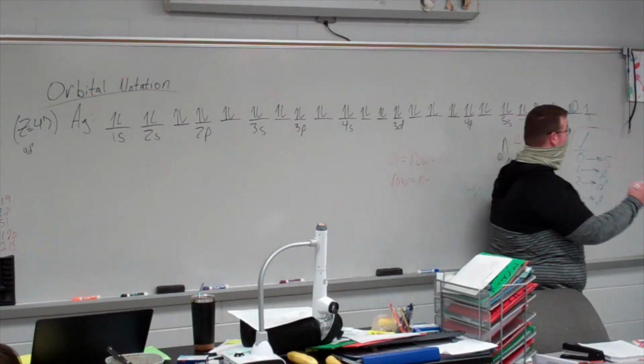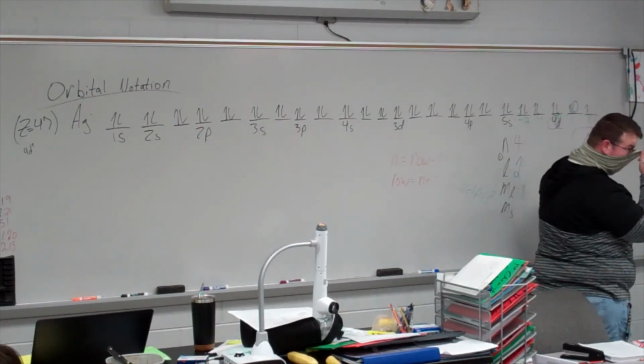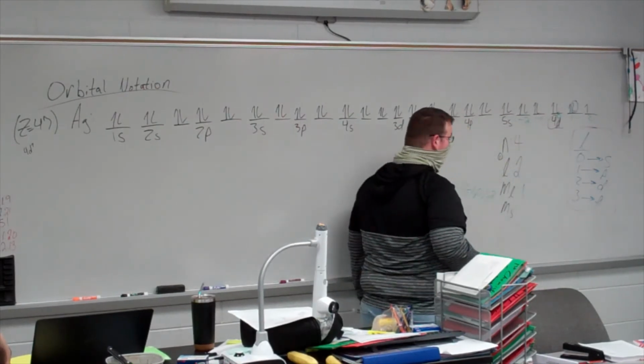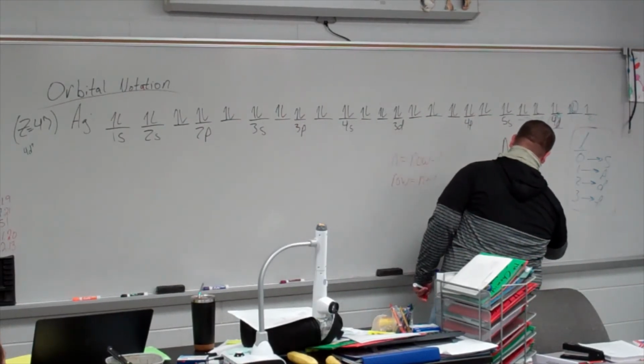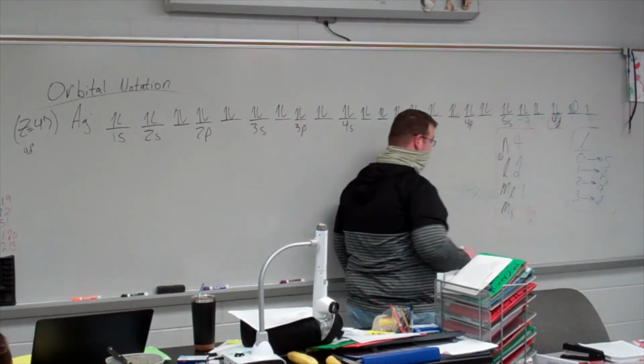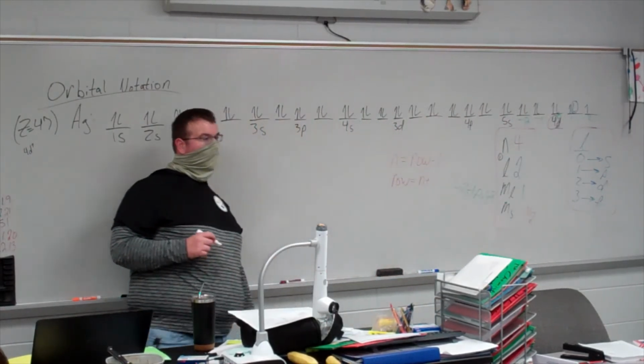Now, the electron. If it points up, it's positive 1/2. If it points down, negative 1/2. Are we up or down? Down, so it's negative 1/2. There are the 4 quantum numbers for silver. Okay, that ain't bad. That's actually kind of easy.